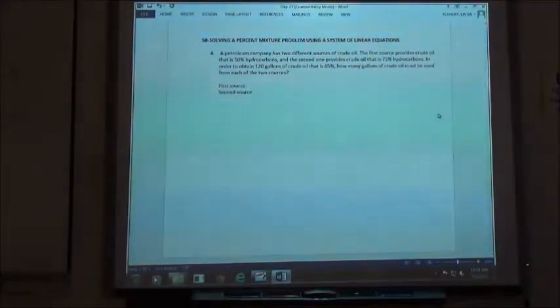The first source provides crude oil that is 50% hydrocarbons. The second one provides crude oil that is 75% hydrocarbons. In order to obtain 120 gallons of crude oil that is 65%, how many gallons of crude oil must be used from each of the 2 sources?